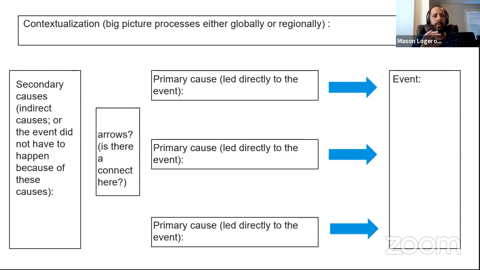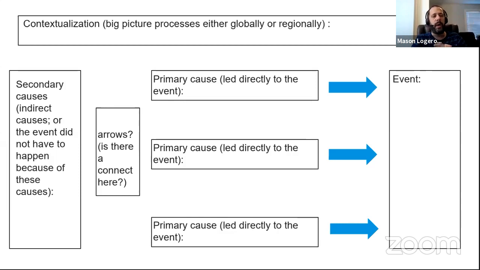Secondary causes, though, are not as straightforward. Secondary causes are more indirect. Secondary causes are things that, first off, had to happen for this event to happen. They definitely caused the event, but indirectly, and it may not have been inevitable. In other words, you could imagine a world where the secondary cause happened, but that major event never did. Whereas with the primary cause, once the primary cause happened, that event pretty much had to happen.